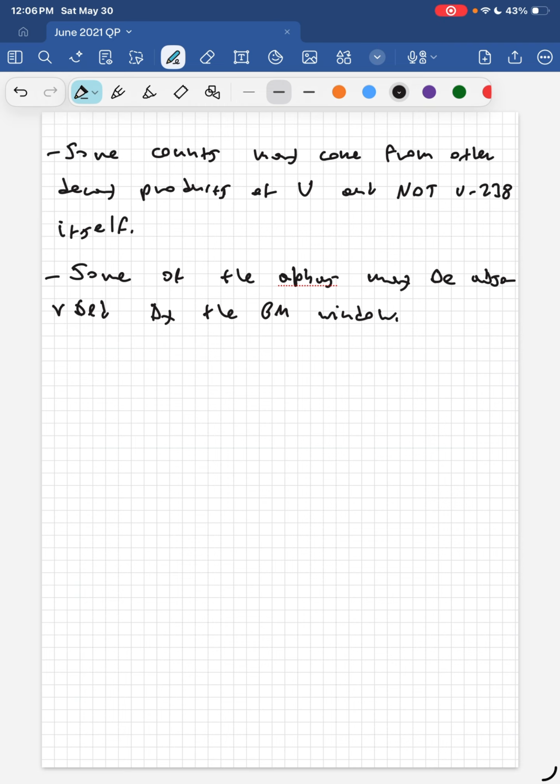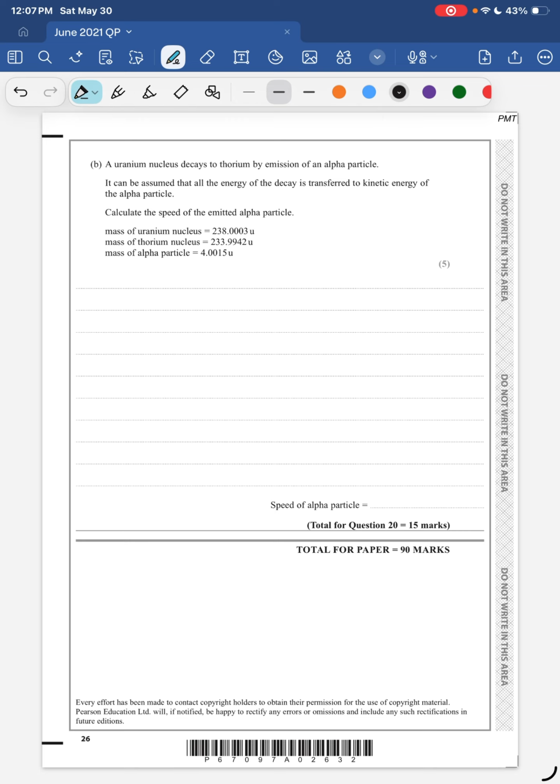Okay, moving on. Part B, a uranium nucleus decays to thorium by emission of an alpha particle. It can be assumed that all the energy of the decay is transferred to kinetic energy of the alpha particle. Calculate the speed of the emitted alpha particle. First of all, let's find how much energy you have available for this alpha particle. So delta M, the change in mass, is going to be equal to the mass of uranium minus the mass of the thorium minus the mass of the alpha. So this yields 4.6 times 10 to the negative 3 atomic mass units, which is equal to 7.636 times 10 to the negative 30 kilograms.